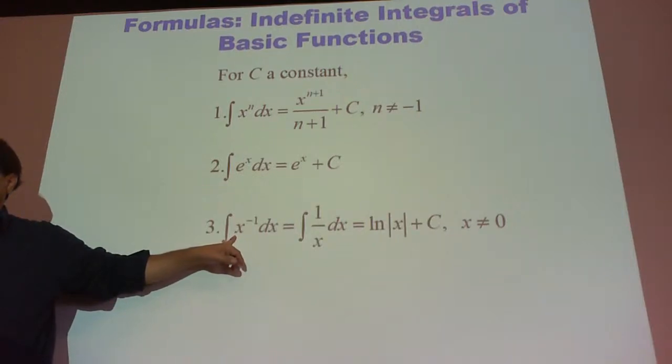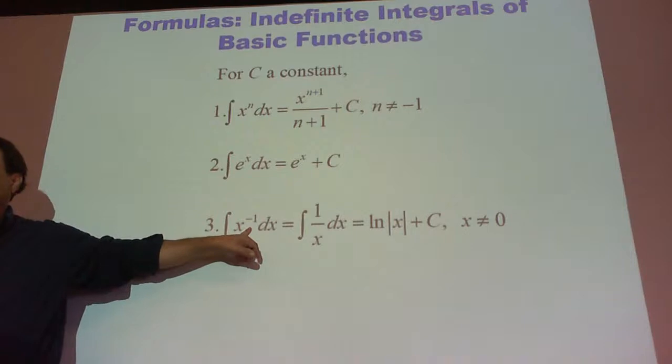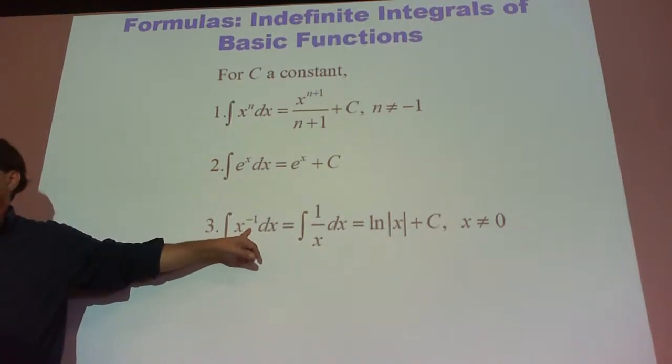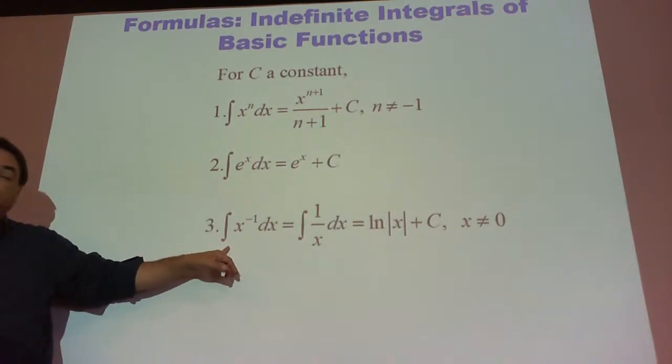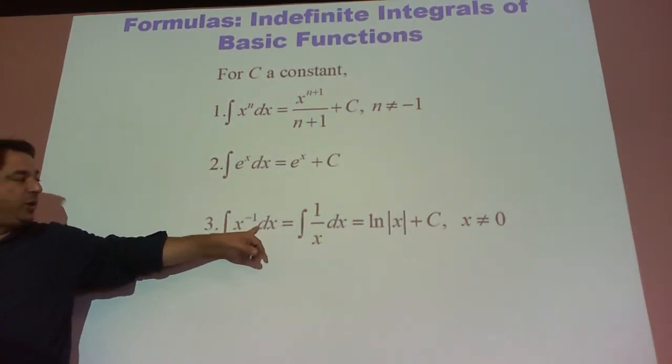Add 1 and divide by it. We'll go ahead and add 1. What's negative 1 plus 1? 0. And can you divide by 0? No. So that's a special case. When that happens, what's the integral of x to the negative 1 dx?